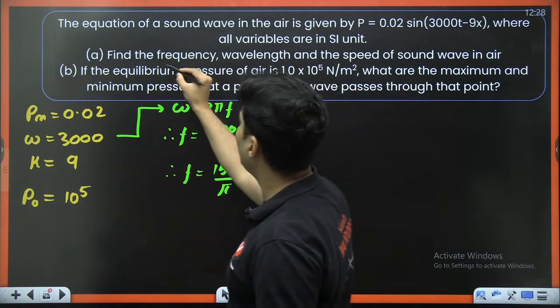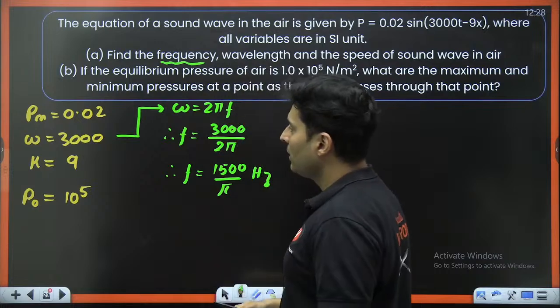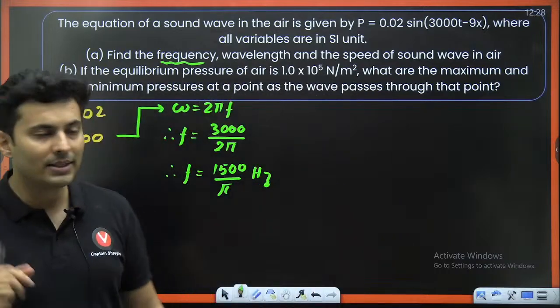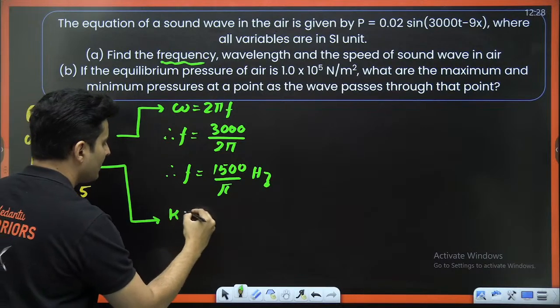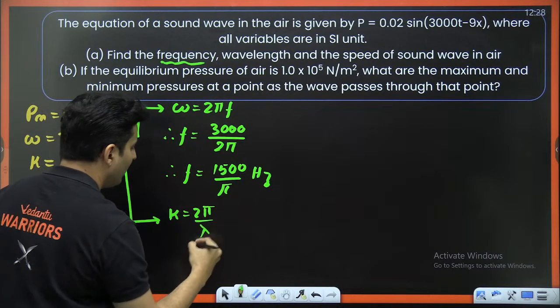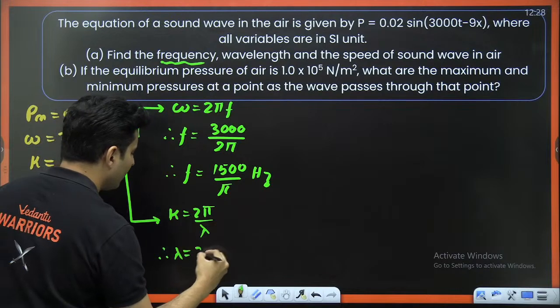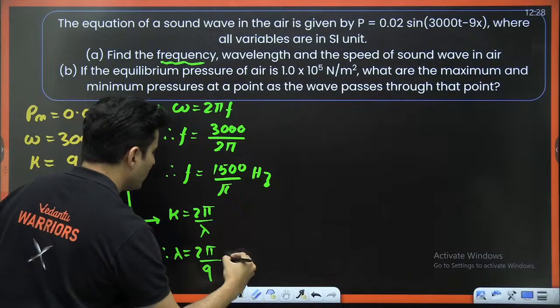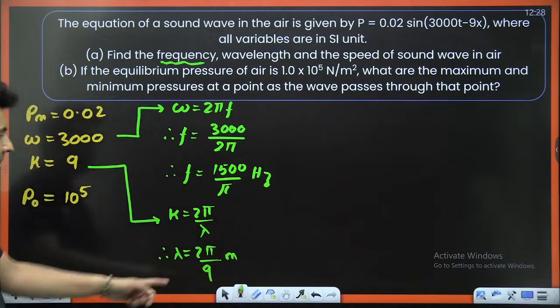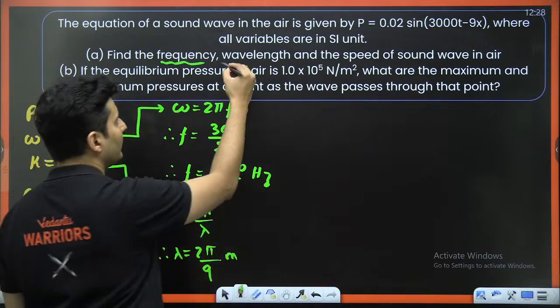So frequency part is done. Wavelength. How do I find wavelength? K value is given to me, so from that I can find the wavelength. K is nothing but 2 pi divided by lambda. Therefore, wavelength is 2 pi divided by K. K is basically 9. So 2 pi by 9 meters is the answer for wavelength.